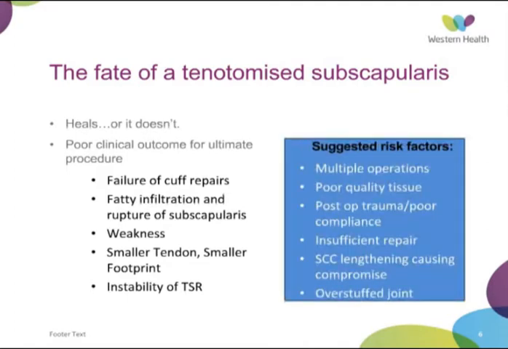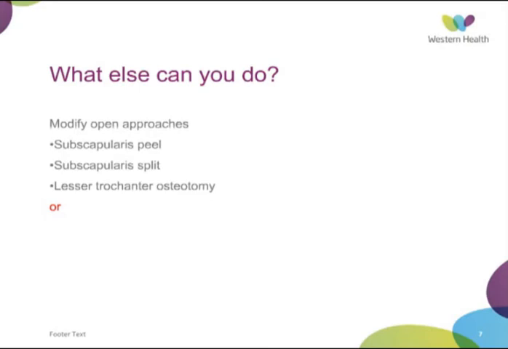Suggested risk factors for subscapularis dysfunction are patients that are multiply operated, for example, revision shoulder procedures. Those patients that have poor quality tissue to begin with, and those patients that have suffered post-operative trauma or have been poorly compliant with your gentle rehabilitation regimen. It's been suggested that insufficient repair at the time of surgery or that subscapularis lengthening techniques may compromise the strength of the subscap after surgery. Or if you use a glenoid or humeral head component which is too big.